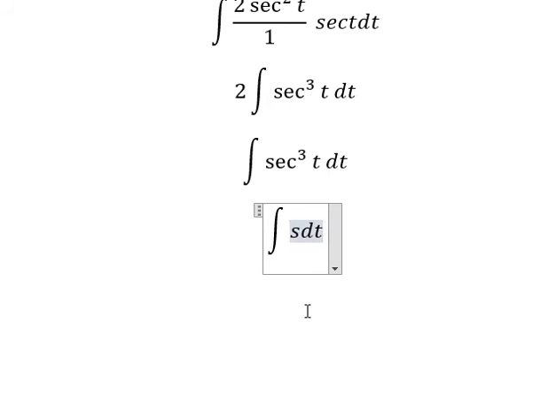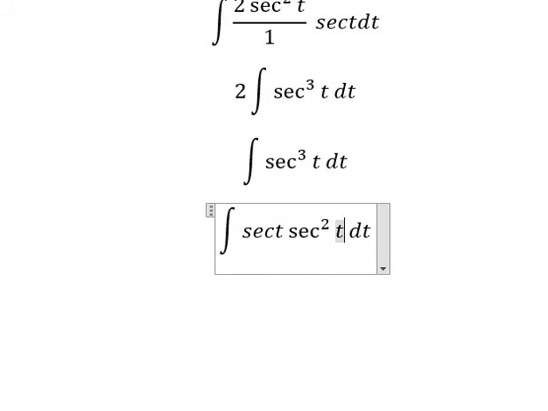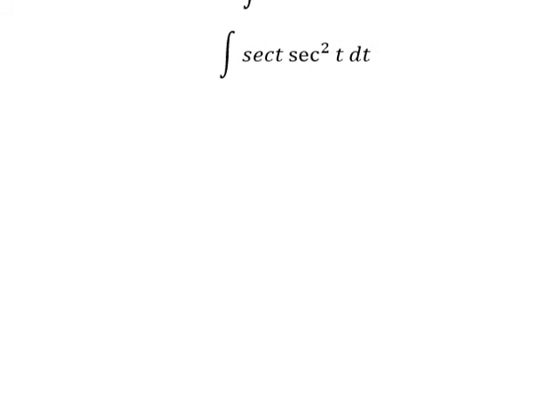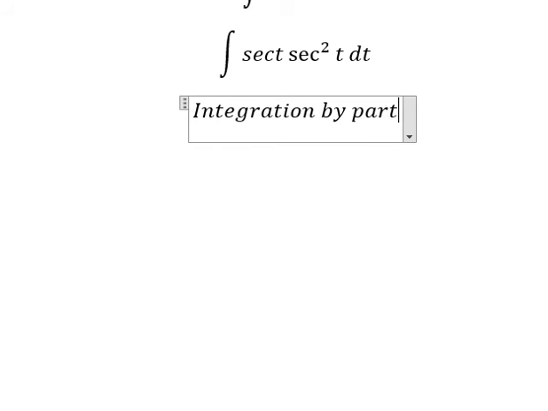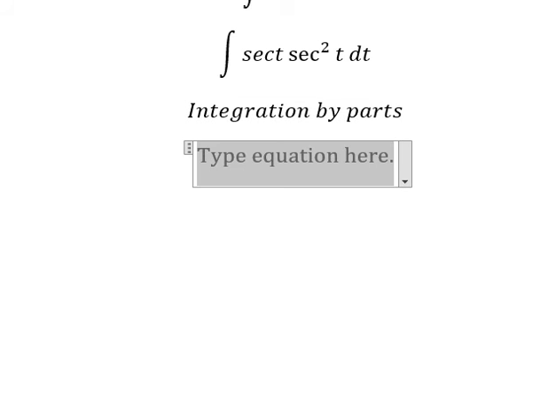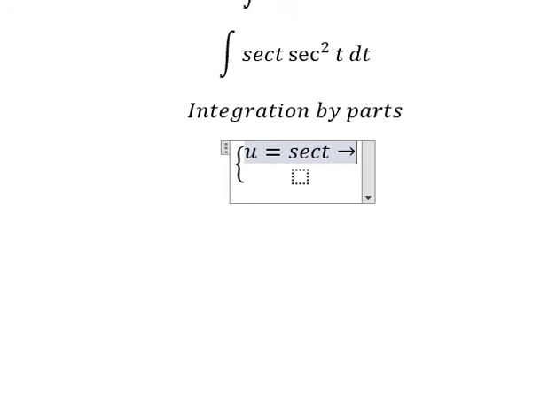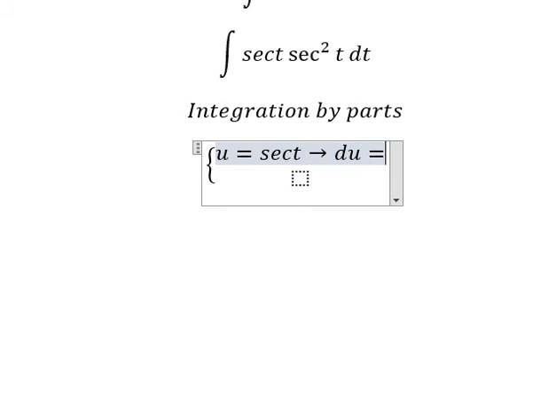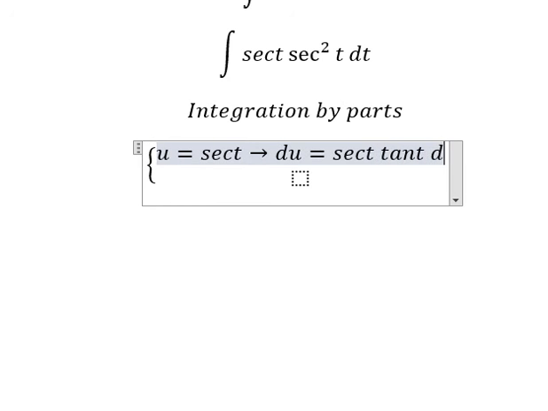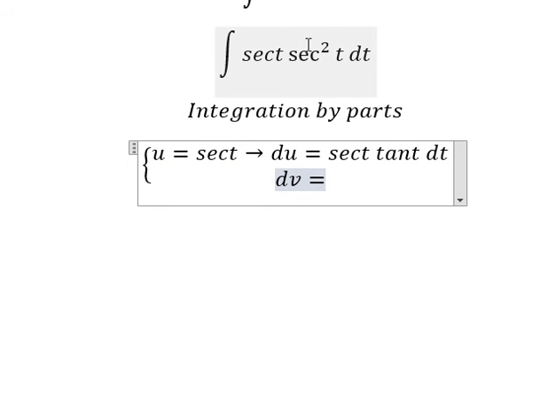So this one we have secant of t and secant of t squared. So we can use integration by parts. So I will put u equals secant of t. Later we need to do first the derivative for both sides, and we have secant of t tan t dt. dv is this one. So the integration of this one, we have v equals tan t.